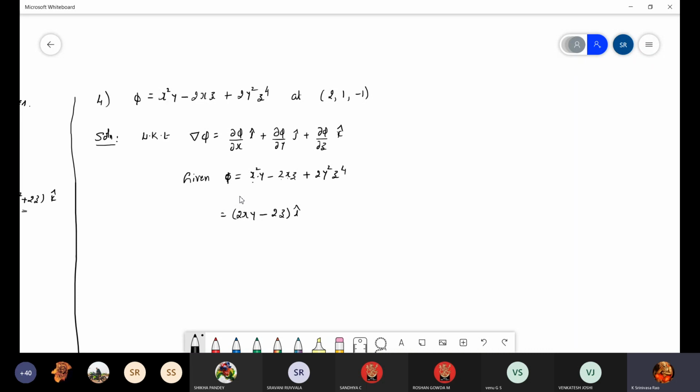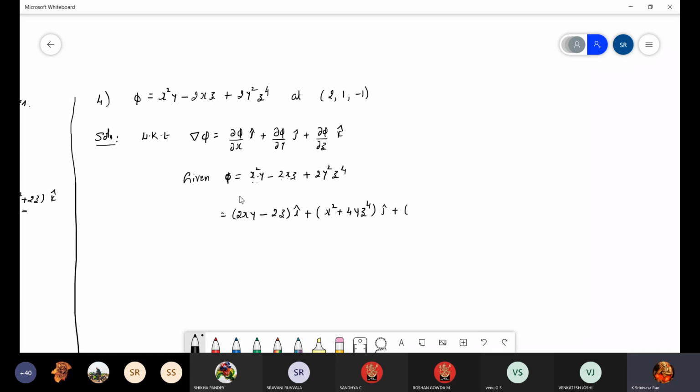The same way, differentiate complete problem with respect to y. You will get x square, first term x square, second term 0 because no y. In third term, y square differentiation is 2y, 2 2s are 4 plus 4y z power 4. Is it right? Yes, sir. Into j cap.